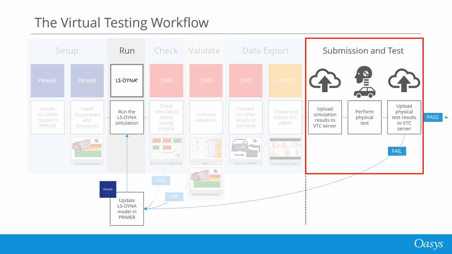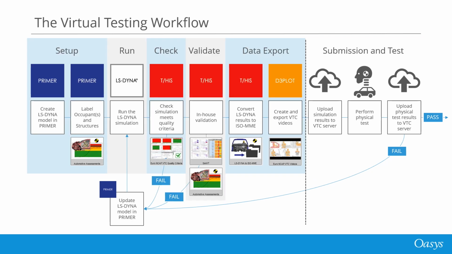For the Euro NCAP VTC protocol, if the server validation fails, then you will be able to make some adjustment to the boundary condition in the model to match the initial condition of the physical test. SimVT can be used to help you identify any discrepancies between the simulation and test curves, and it can be used to inform you if the boundary condition adjustments were sufficient to pass validation criteria 1 before final resubmission.